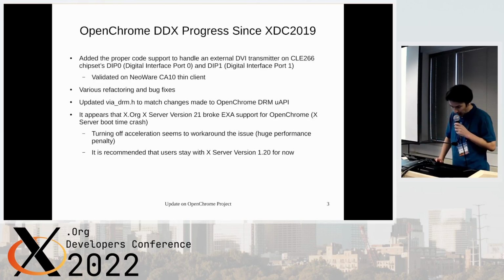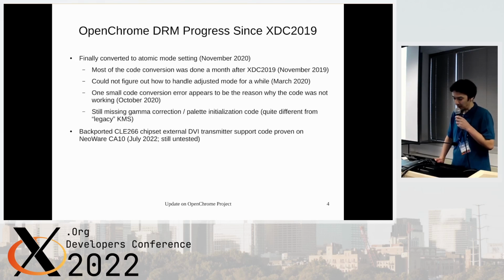Okay, so there are several graphics stacks in OpenChrome, like any other typical graphics stack. For the DDX, there's not a lot of work going on right now. This is the summary of what I did over the last 3 years. There's not that many commits. For the DRM side is where a lot of the action has been going on.